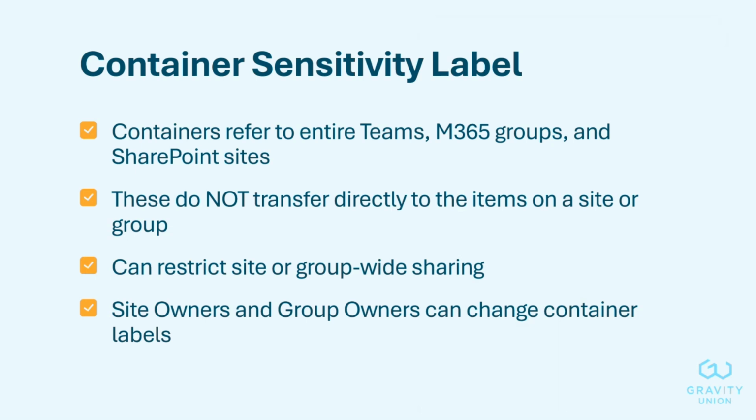All right, container sensitivity labels. As I briefly mentioned, they are different from a file-specific label. A file label is essentially data available directly on the file and can embed itself directly into the document for visibility, but you can also apply a sensitivity label to a container, which means either a Teams group, a Microsoft 365 group, or a SharePoint site as a whole.